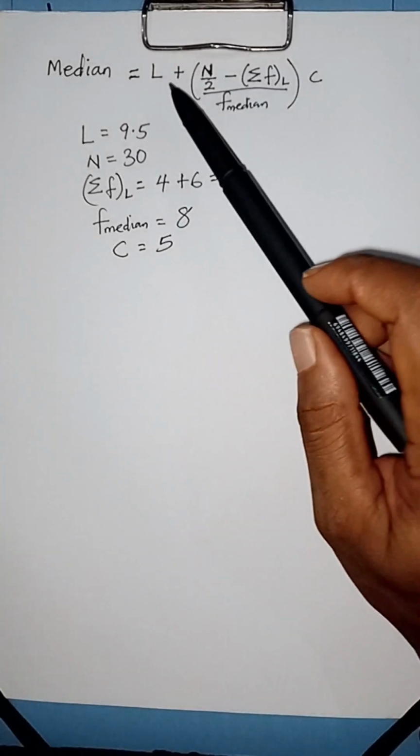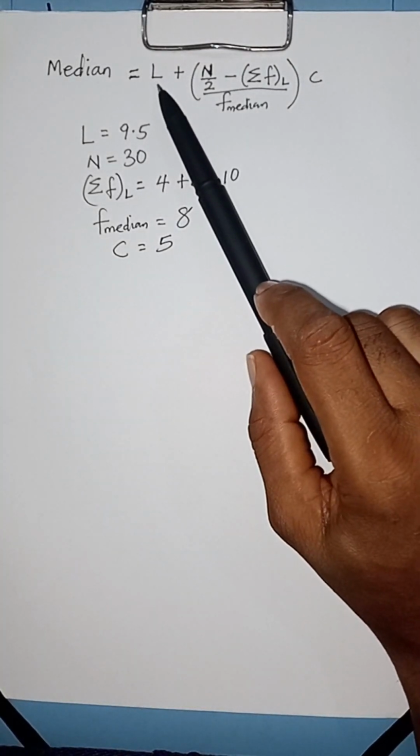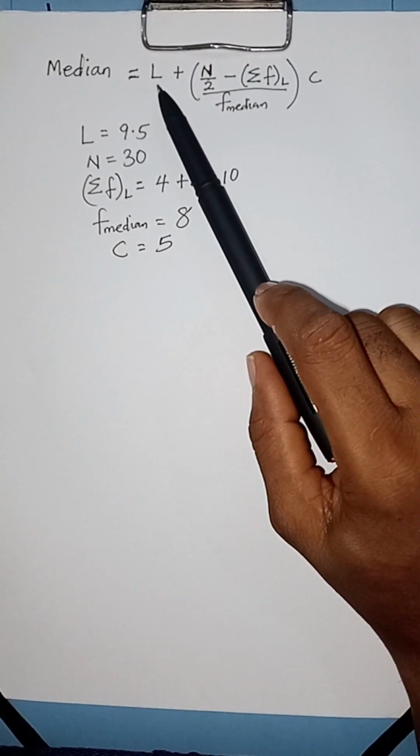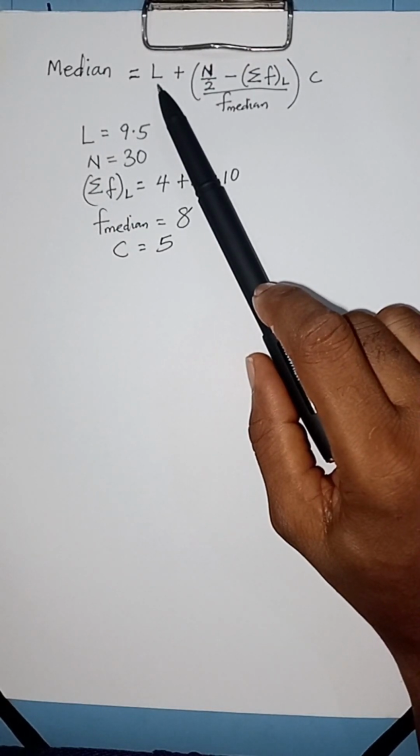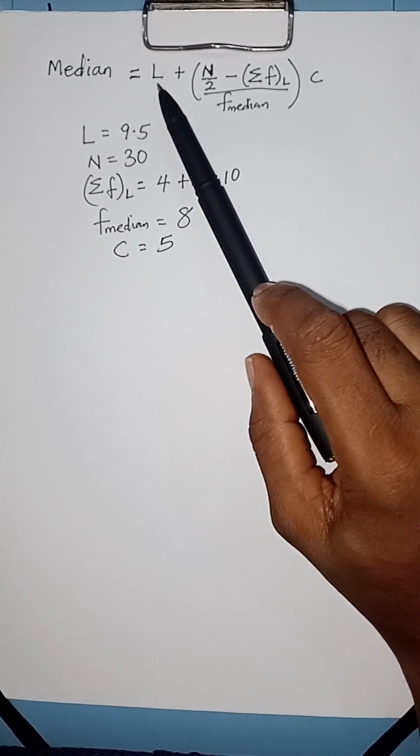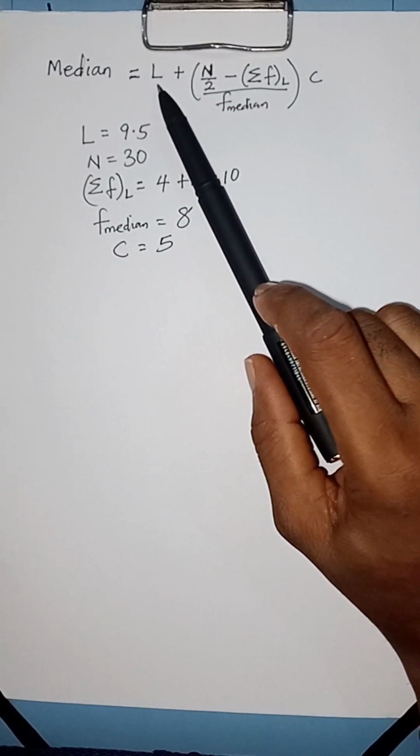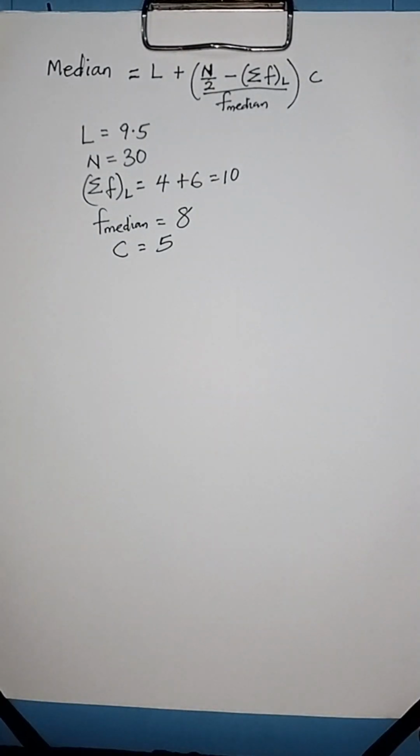Now, what does this L, the capital letter or upper case L, stand for? It is the lower class boundary of the median class. So let's get the median class from our table. If you go back to the table, you'll notice that the median is the middle number when the numbers are arranged in ascending or descending order. If you check, you discover that your frequency is 30.